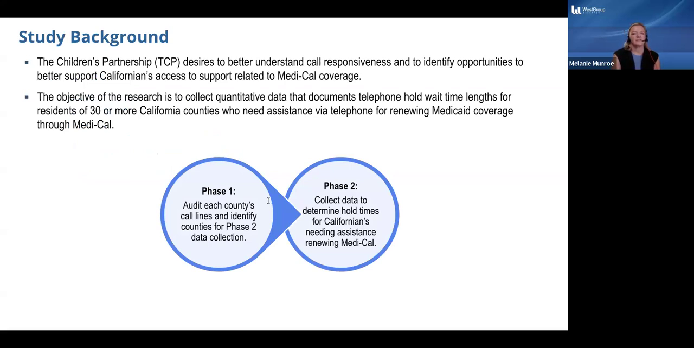As Mayra mentioned, the objective of this research was to help the Children's Partnership to better understand any issues or challenges residents in California face getting access to support for Medi-Cal renewal through their county's call line. The first phase of the research study was to get sort of a lay of the land for each county's call line, and we called all 58 counties. This also helped us to determine which counties to include in phase 2 of the data collection.